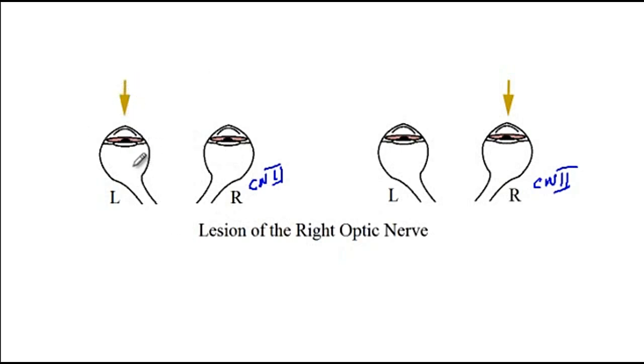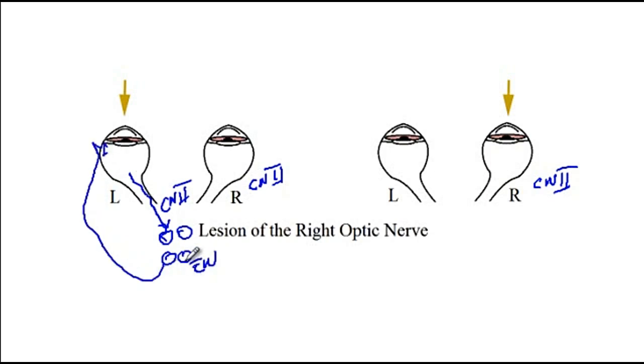So if we shine light, what happens is that cranial nerve 2 in the left eye is intact. So it will send signals to the bilateral pretectal nuclei, which will activate the bilateral Edinger-Westphal nuclei, and now Edinger-Westphal via cranial nerve 3 sends signals to both pupils, as a consequence of which we will have constriction of both pupils.